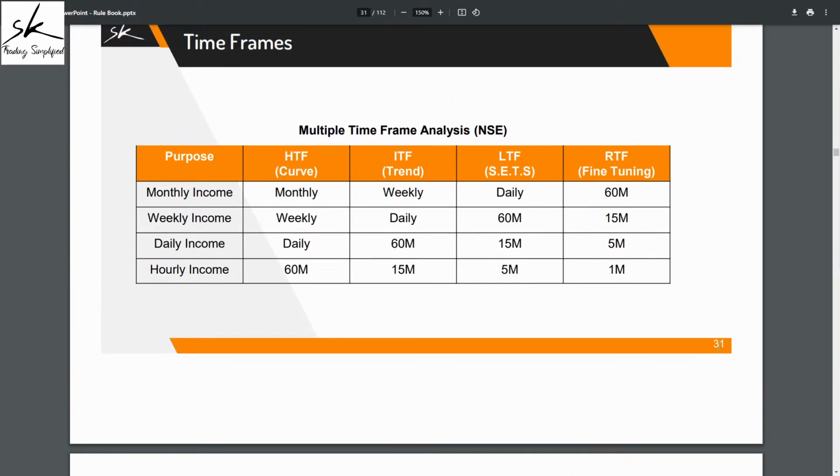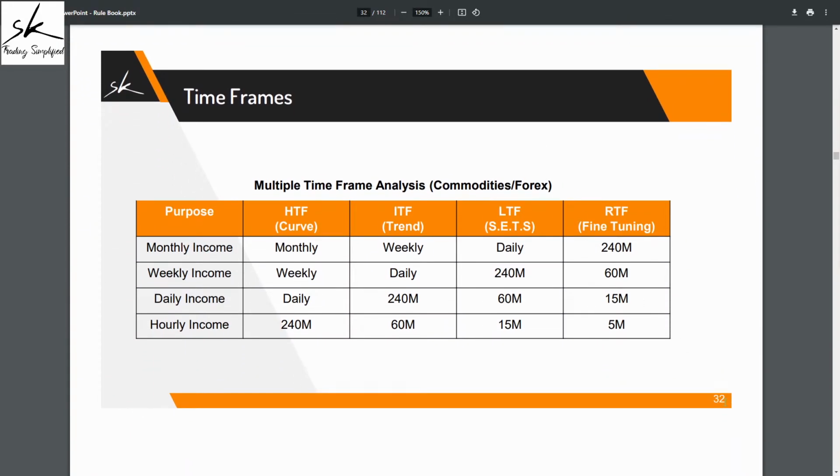Again, mind you, the table on page number 31 is for NSE, because this market is only open for about 6 hours and 15 minutes. If you're trading markets which are open for a longer duration, then you can look into page number 32, where we have the table for commodities and forex.